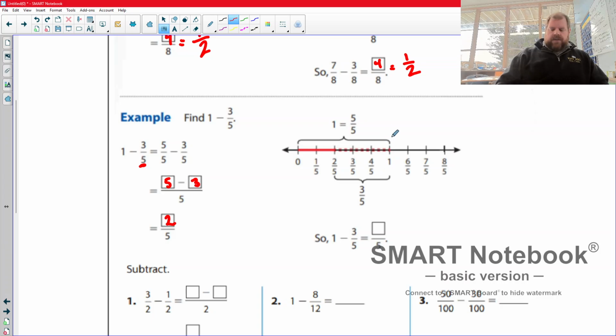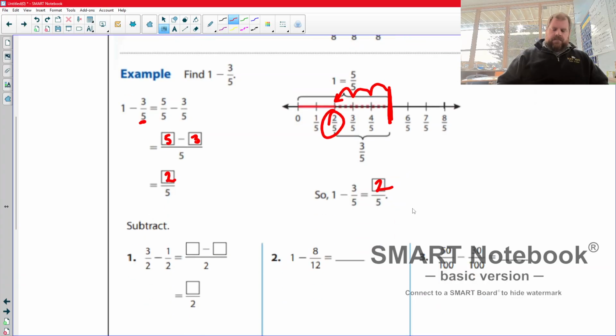This one kind of goes back to a number line idea. I really liked that one. Think about starting at 1, which is 5 fifths, and then moving backwards 3 and seeing where I end up. Right? I would end up at 2 fifths. Sounds perfect to me.